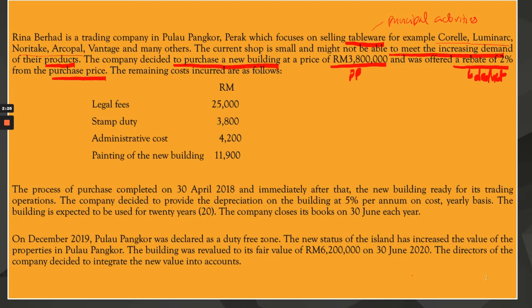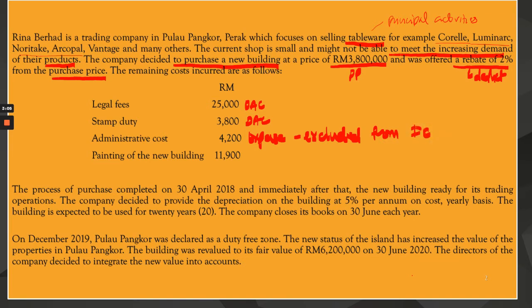Remaining costs incurred are as follows. Legal fees are directly attributable costs. Stamp duty is also a directly attributable cost, since this is normally needed to have the building, in terms of the sales and purchase agreement. Admin costs are actually an expense, and these will be excluded from the calculation of initial cost. You'll be asked to calculate initial cost.